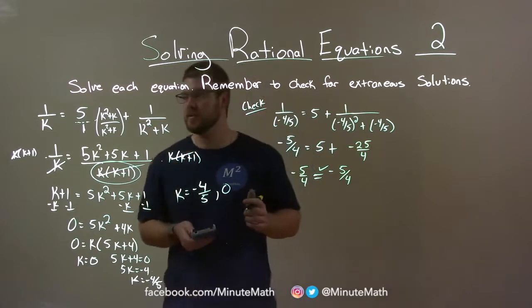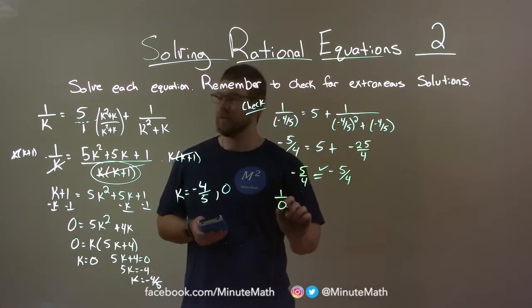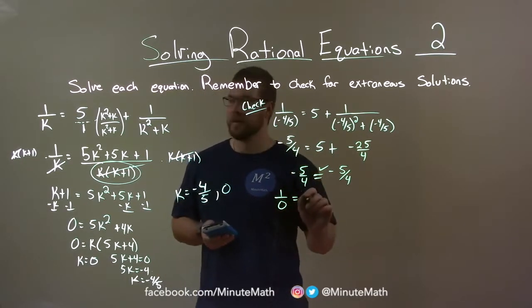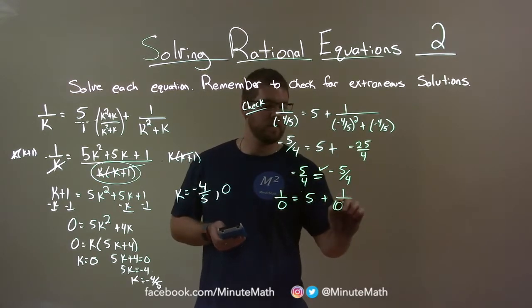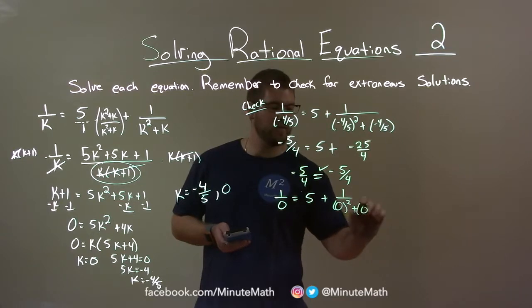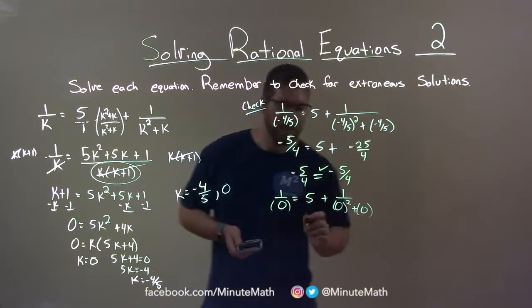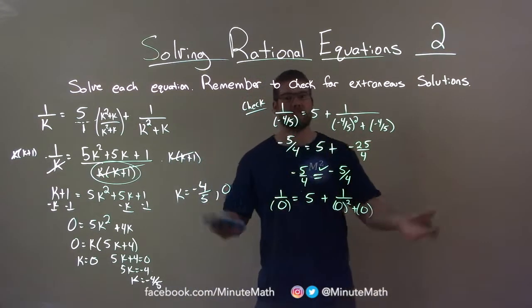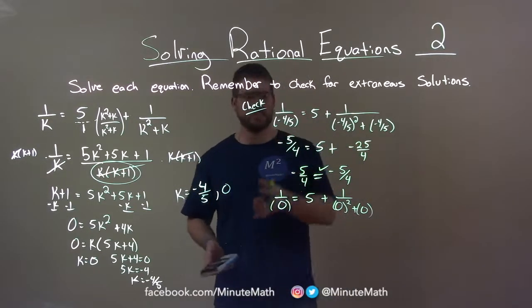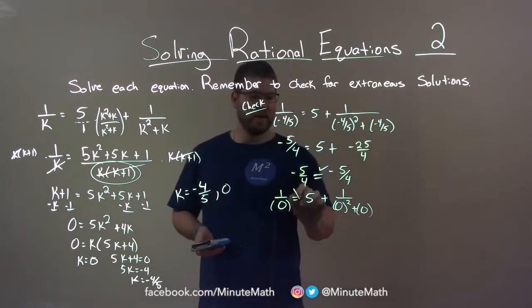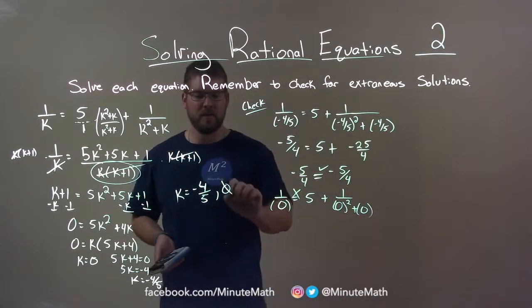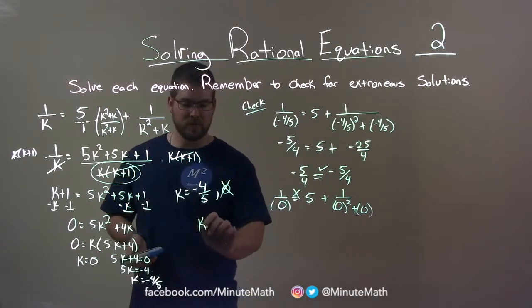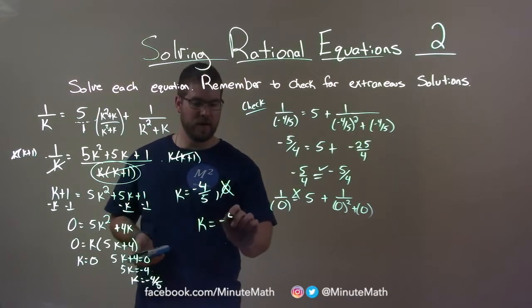Same thing with 0. Let's try it. 1 over 0. This should be a red flag, but let's finish it. 5 plus 1 over 0 squared plus 0. Well, red flag, cannot divide by 0. Doesn't exist. Can't really do that, right? And left and right hand side aren't going to be equal there, so I'm fine. 0 is not a solution, so our only true solution is just negative 4/5. k equals negative 4/5.